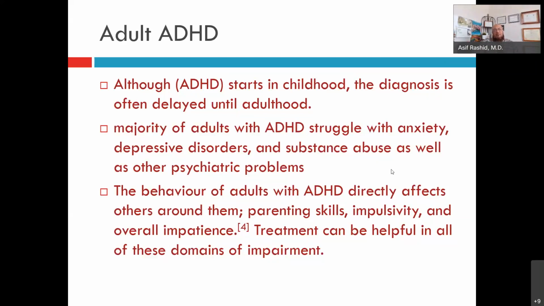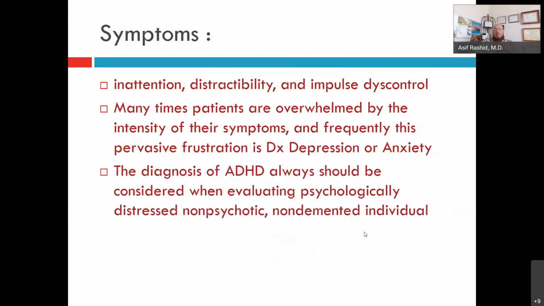The behavior of adults with ADHD directly affects others around them: parenting skills, impulsivity, and overall impatience. The treatment can be helpful in all of these domains of impairment. So we went through that. What are the domains of impairment and what can be done? Generally, when you treat the ADHD, it just improves overall functioning and academics.